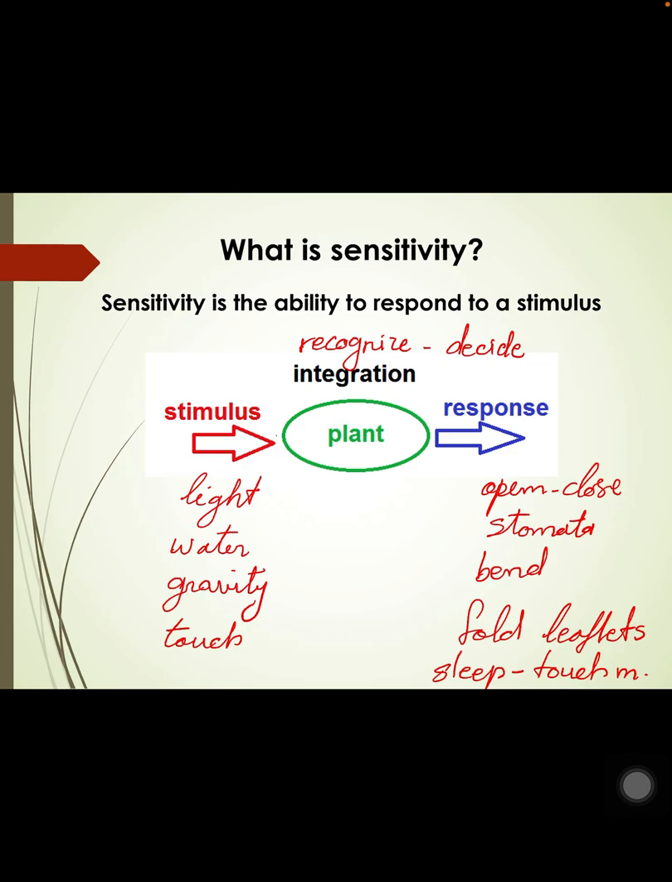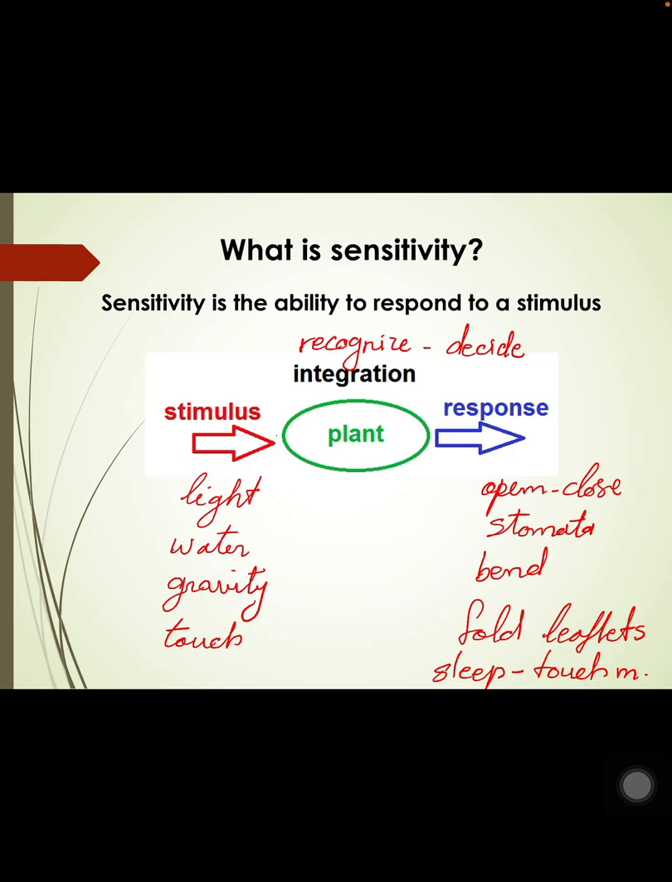But we all know that plants do not have brain and cannot move. So how do they respond? Allah subhanahu wa ta'ala equipped them with different mechanisms to show sensitivity function. We are going to study two main mechanisms: change cell turgidity and change distribution of auxins. Let us start with cell turgidity. What is meant by cell turgidity?